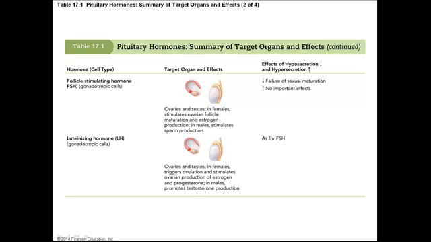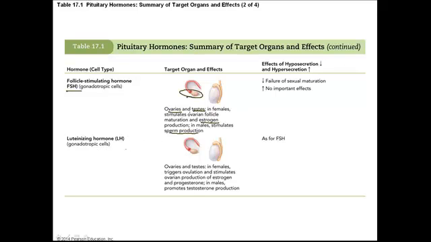So these are the pituitary hormones. The first one is follicle stimulating hormone, and the target organ is the ovary or the testes. In females, it stimulates the ovarian follicle maturation of an egg cell and estrogen production. In males, it stimulates sperm production. Hyposecretion is failure of sexual maturation, and increases no important effects.